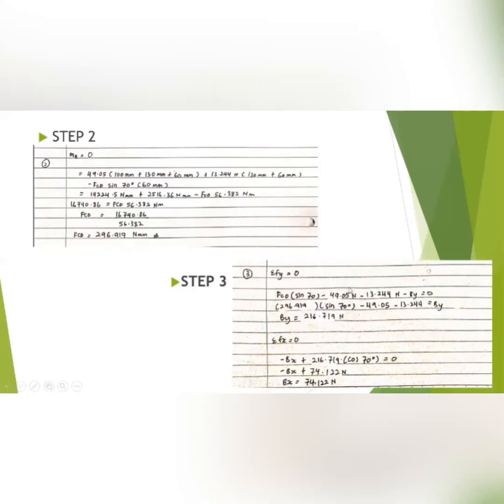Next, for force at x equal to 0, negative Bx, the arrow is going to the left, it means Bx is negative. Negative Bx plus 216.719 cos 17 degree equals 0. Lastly, we got the final answer for Bx equal to 74.122 Newton.